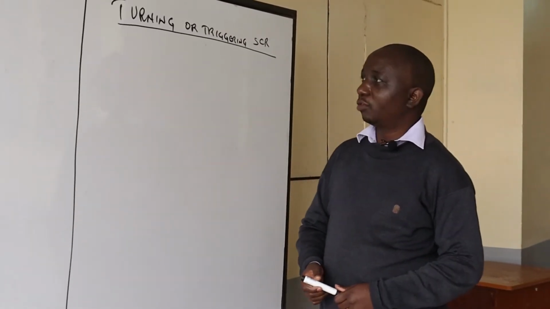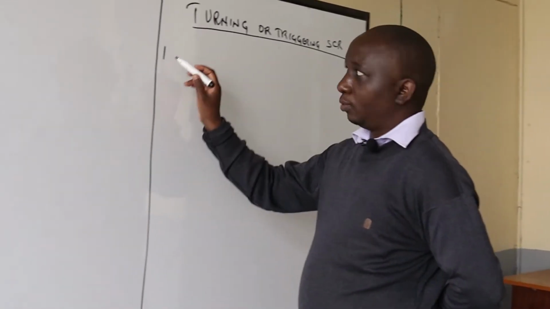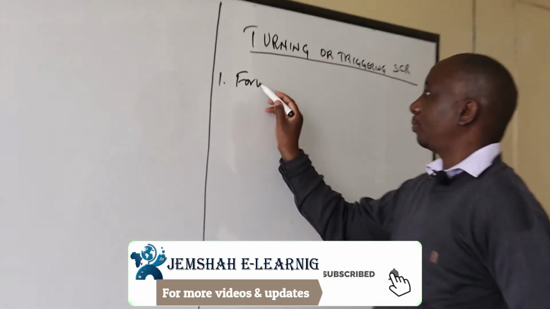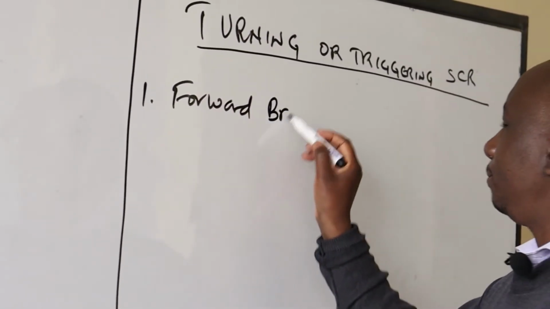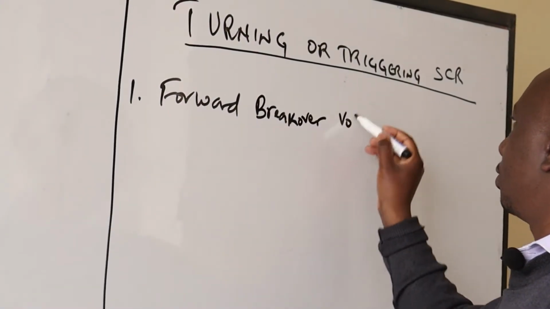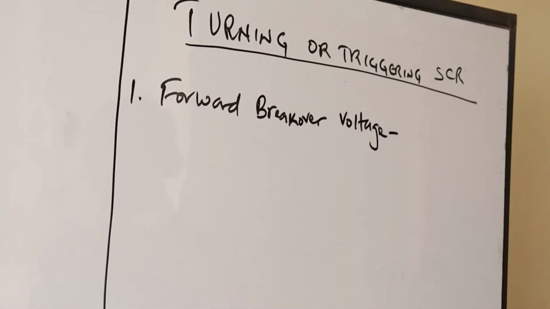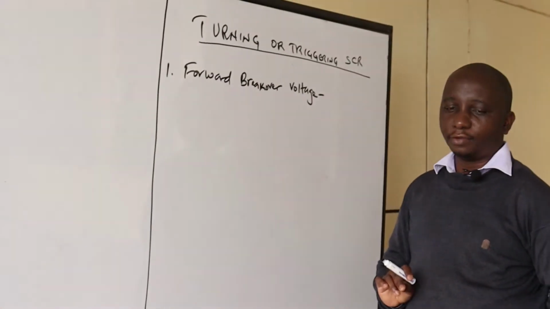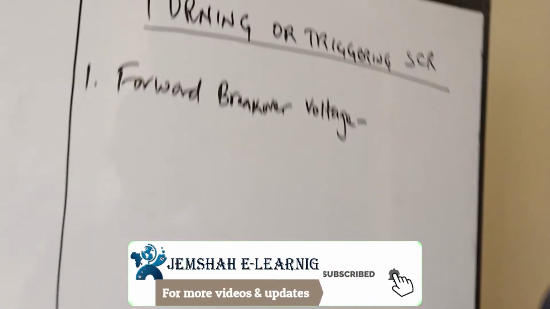So basically, there are several methods used to trigger an SCR, and we're going to start with the forward breakover voltage. In this case, the voltage applied across the SCR must exceed the barrier voltage across the junctions.